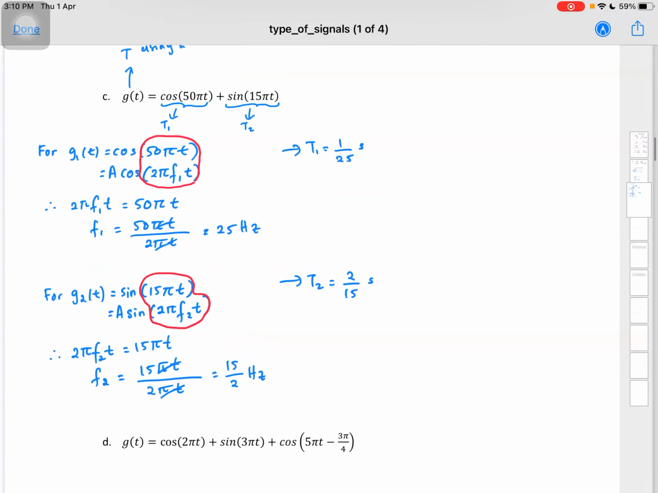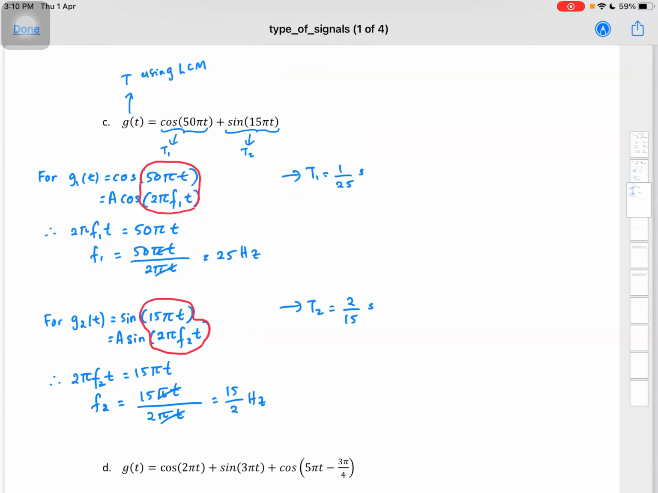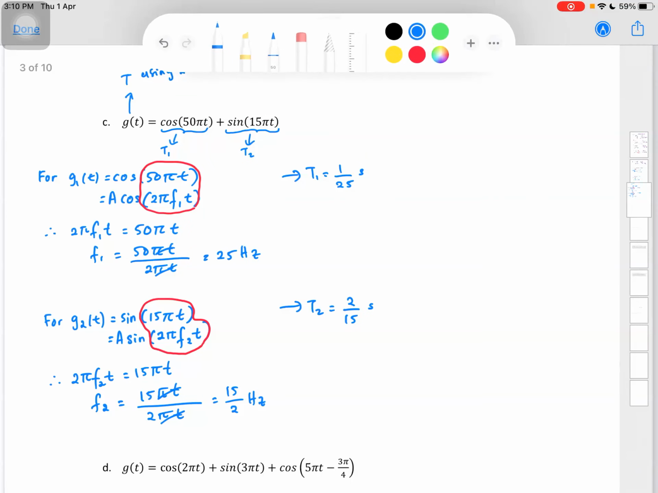Right now we have two numbers. Okay, so let's try to solve over here. Now we have two numbers. I'm just going to change the color. Let's say I use green. So I have 1/25 and I also have 2/15.